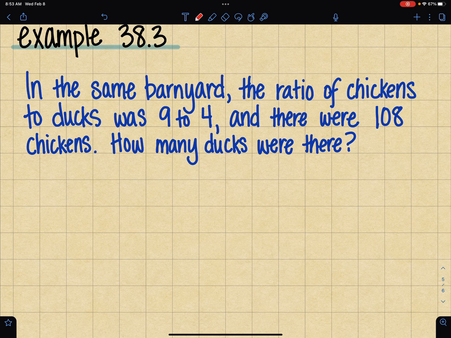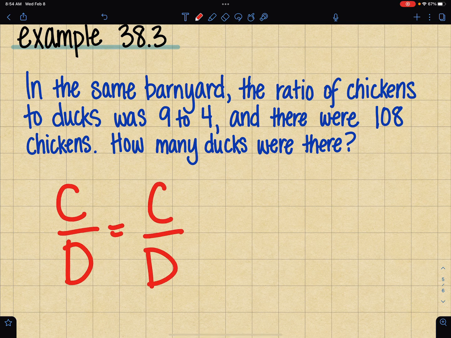All right, let's do example 38.3. In the same barnyard, this is my future dream barnyard, okay? The ratio of chickens to ducks was 9 to 4. Okay, so we're going to be doing a chicken-duck ratio. Okay, so I'm going to write that. The ratio of chickens to ducks was 9 to 4.